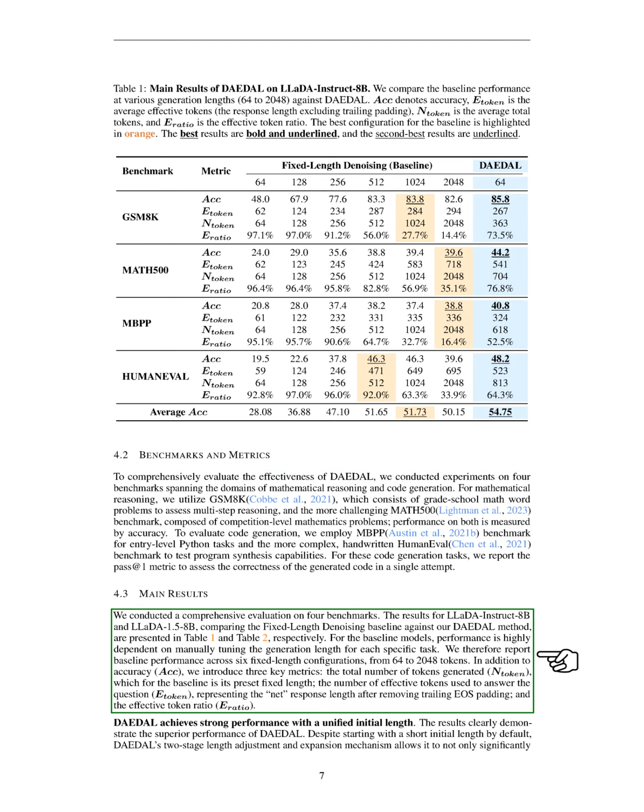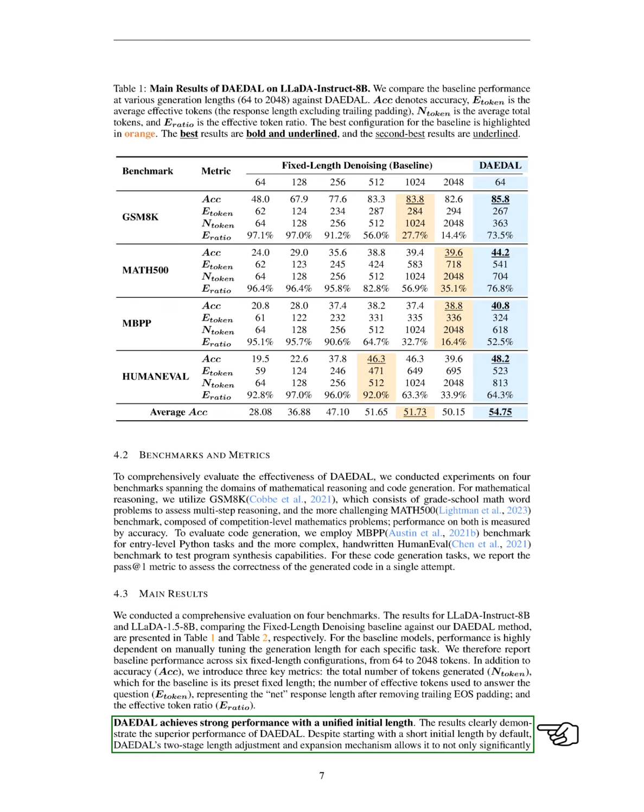Our results, comparing the performance of LLaDA Instruct-8B and LLaDA 1.5 8B with the fixed-length denoising baseline against DAEDAL, show that baseline performance heavily relies on manually tuning the generation length for each task. We reported baseline performance across 6 fixed-length configurations, ranging from 64 to 2048 tokens. In addition to accuracy, we introduced 3 key metrics: the total number of tokens generated, the number of effective tokens used to answer the question, and the effective token ratio.